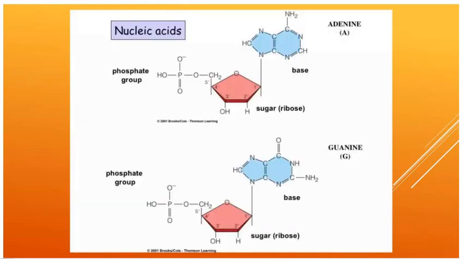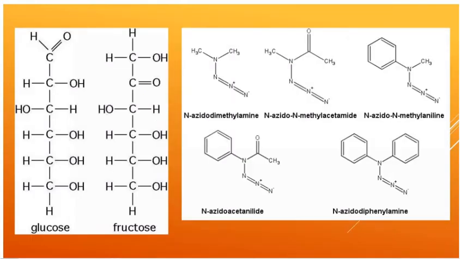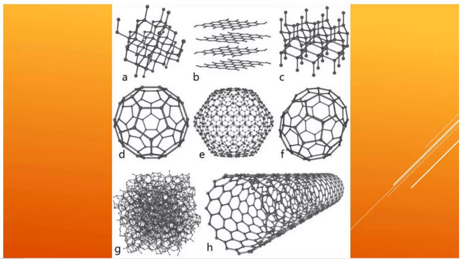Now you can see the nucleic acids, adenine and guanine. In adenine, you can see the phosphate group, sugar, ribose and base. In guanine, see the phosphate group, sugar, ribose and base. Now glucose and fructose. You can see other forms of carbon: N-azido dimethylamine, N-azido N-methyl acetamide, N-azido N-methyl aniline, N-azido acetanilide, N-azido diphenylamine. Now look at the different forms of carbon.